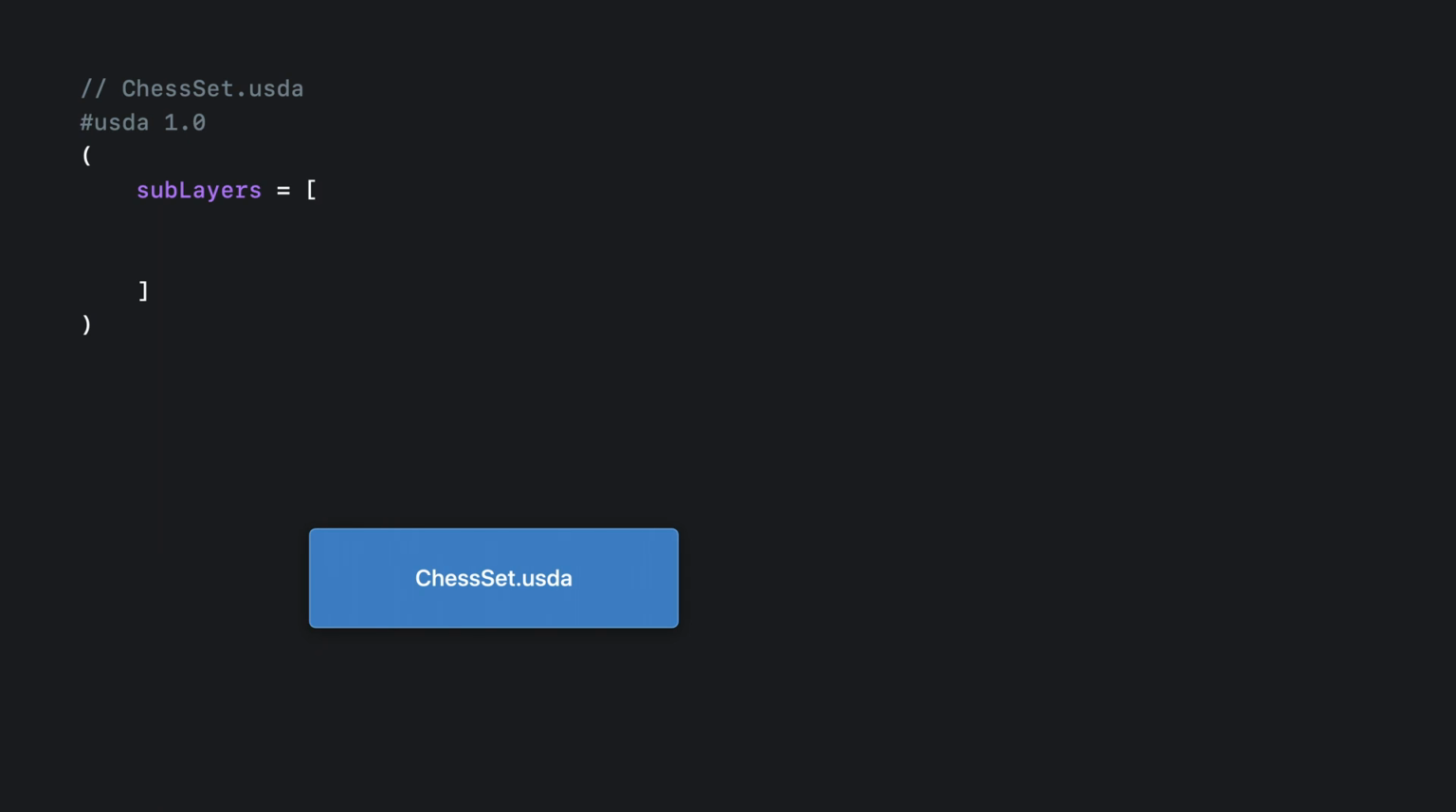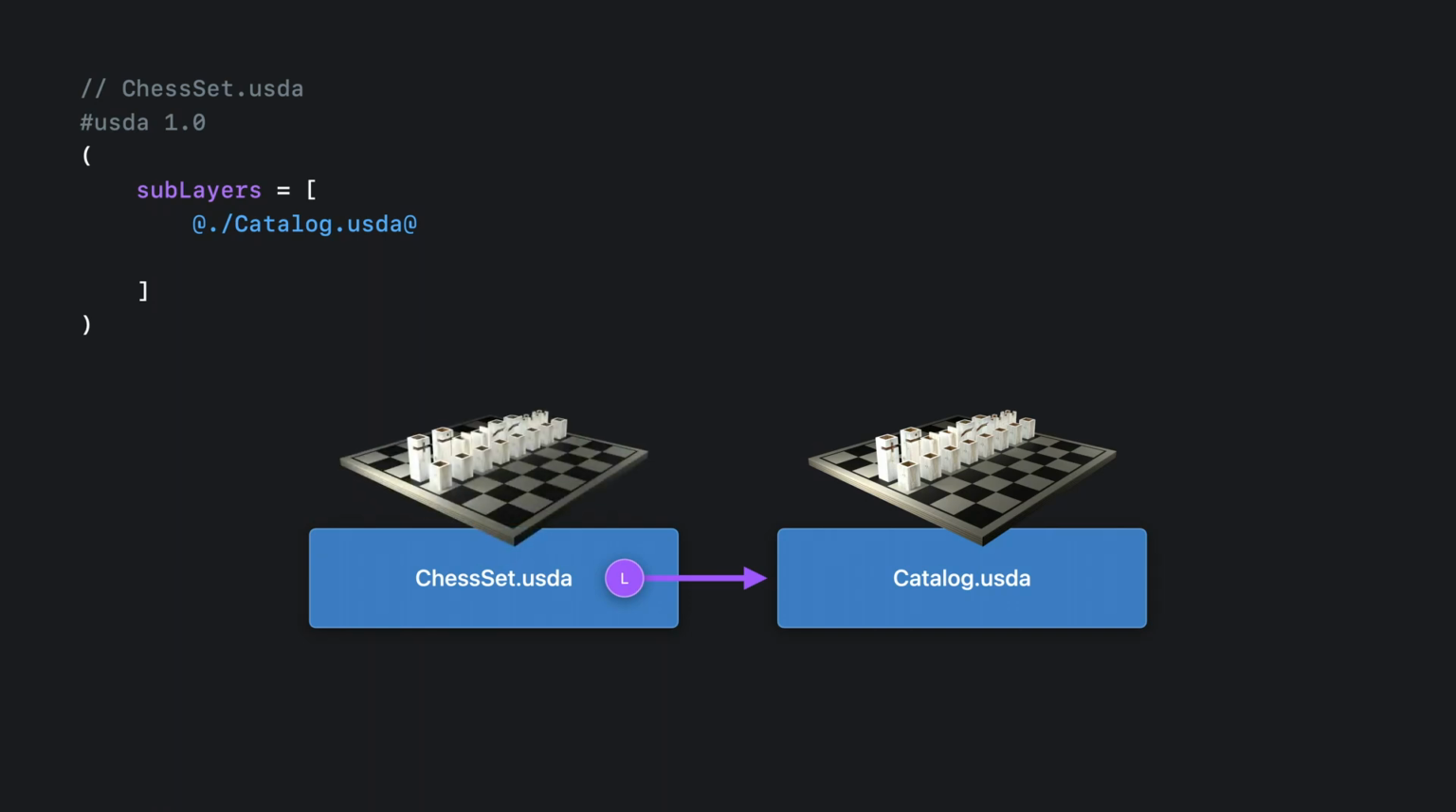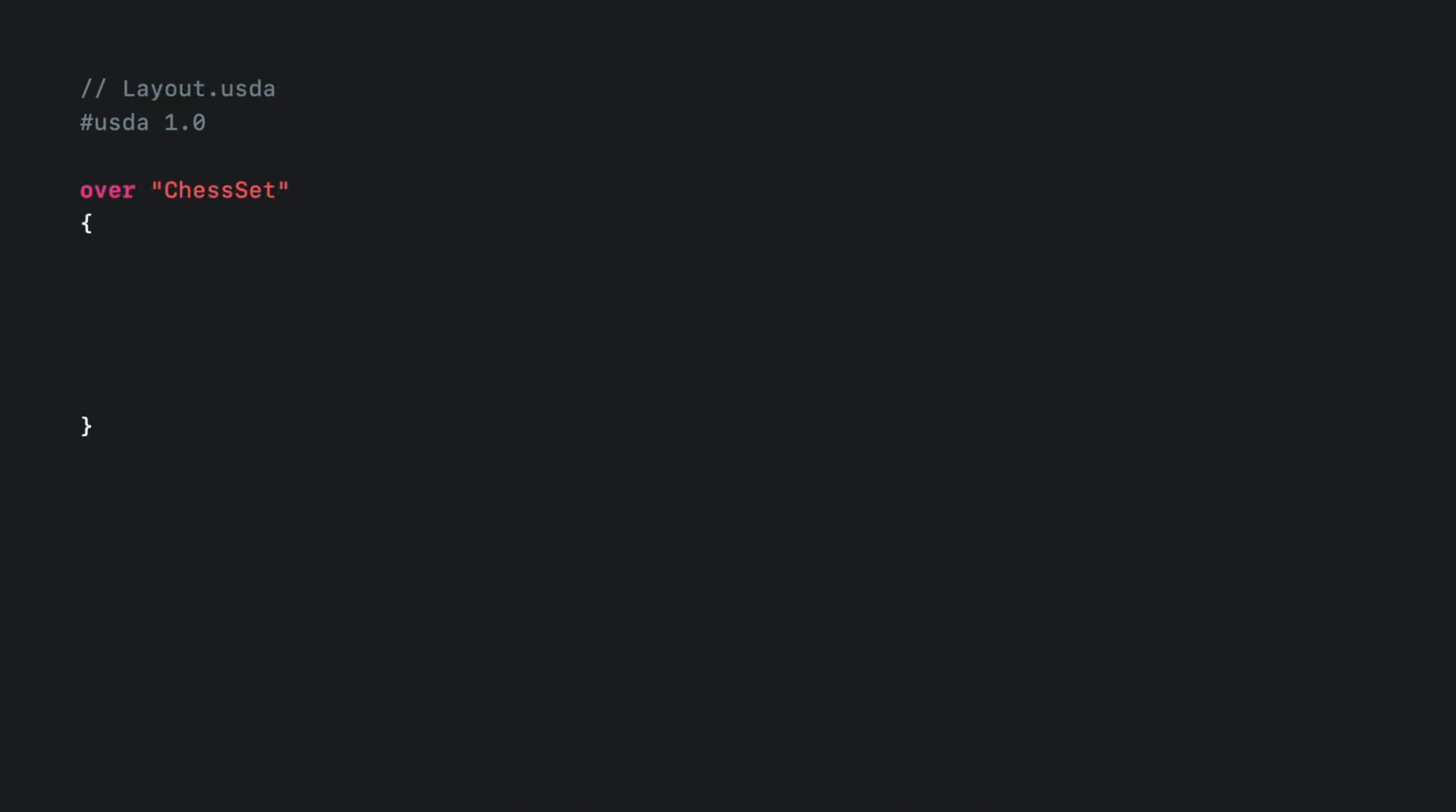We start by creating a new stage called chess set, which will be our final scene. It contains metadata called sublayers at the top of the layer. Here we bring in our pieces with a catalog layer. Next, we create a new layer, layout.usda, which we use to move our pieces. This layout layer will contain the positions of our chess pieces.